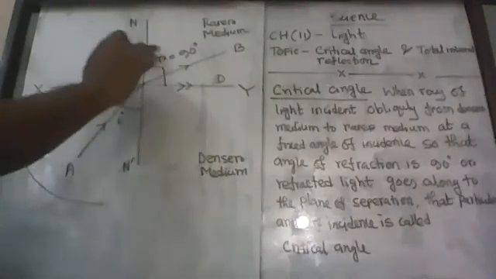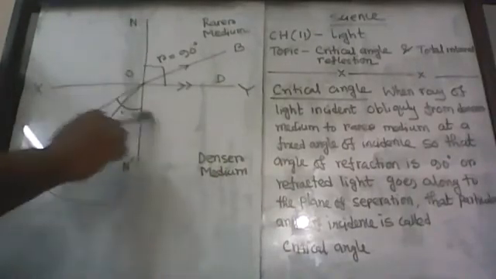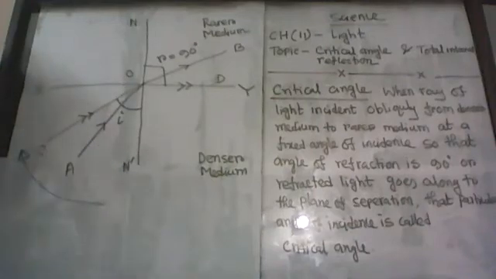So this particular angle of incidence is known as the critical angle. CON prime is called the critical angle. So I can say that when a ray of light is incident obliquely, or inclined, from a denser medium at a fixed angle of incidence, CON prime, then for this fixed angle of incidence you see the angle of refraction, OD. So here OD is the angle of refraction.